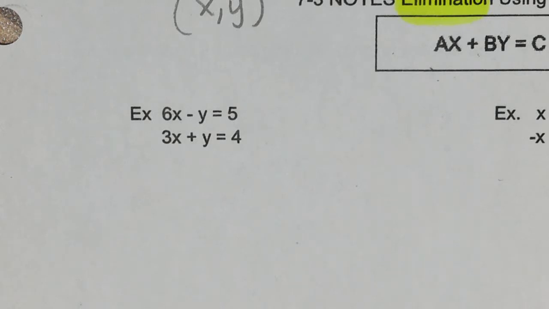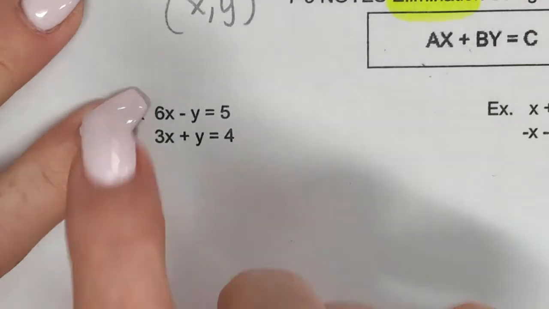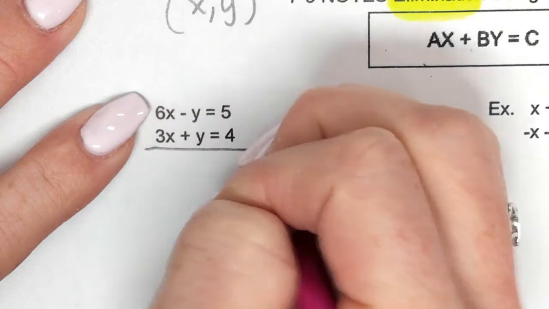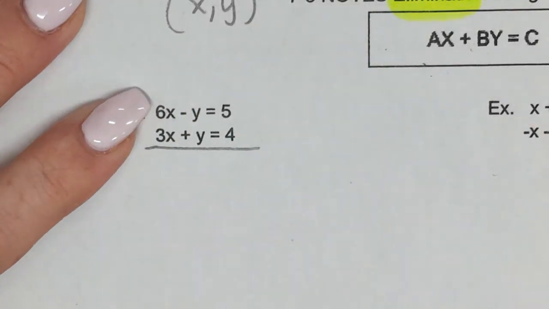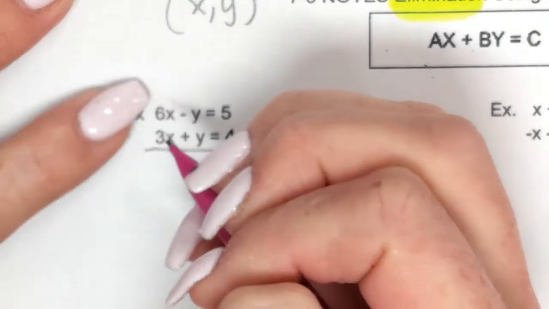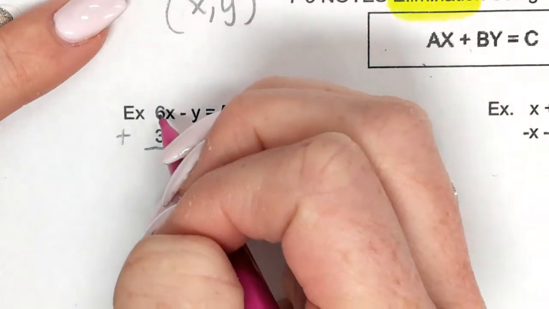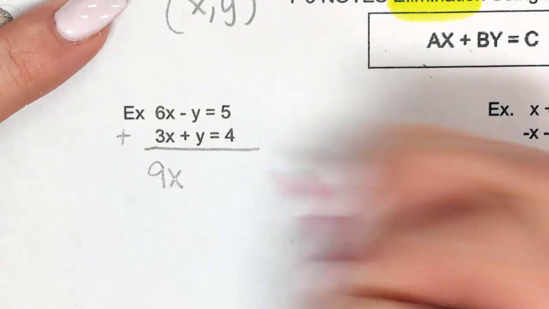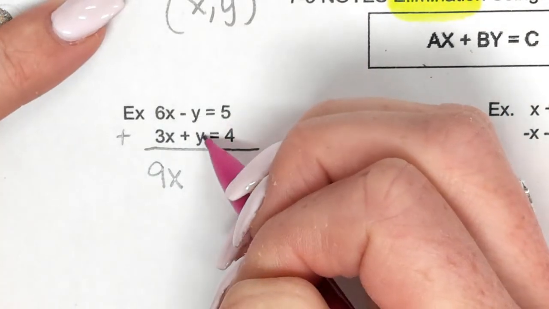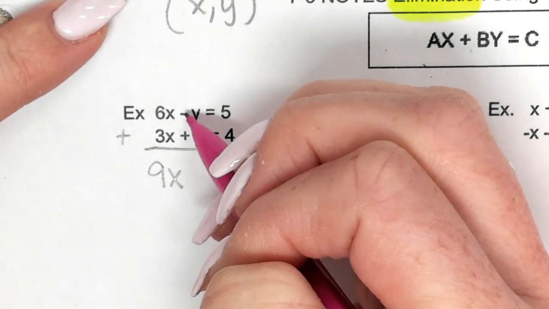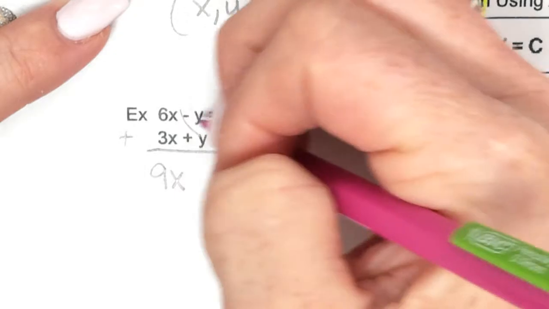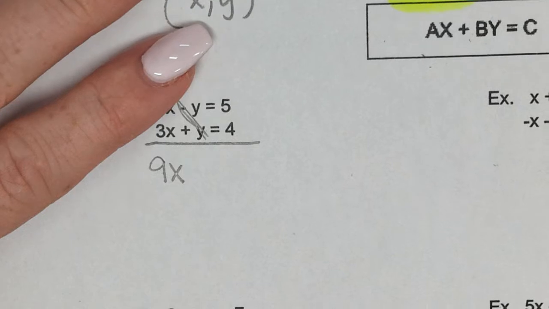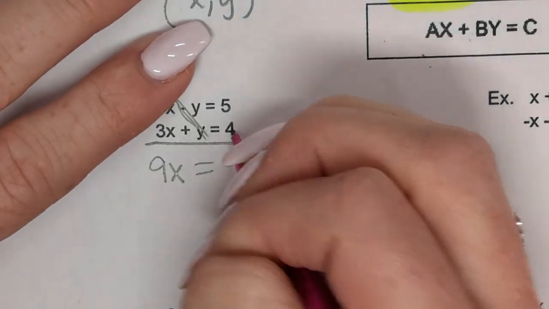Does that make sense? All right, so basically what we're going to do is we're going to combine these equations by addition. What is 6x plus 3x? 9x. What is negative y plus y? It's gone. Right? Are y'all good? We eliminated the y's. Equals, and what is 5 plus 4?